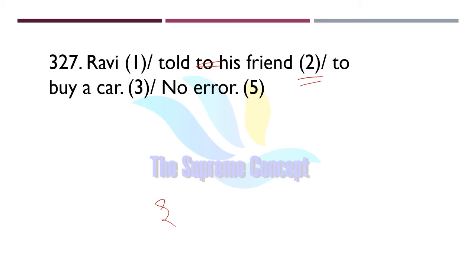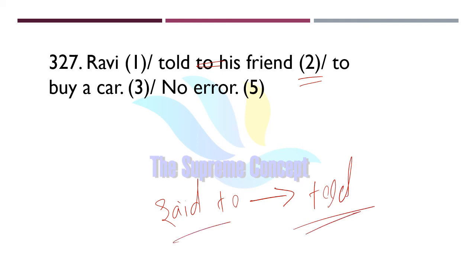Basically, whenever we say said to, it will mean that it is told. So said to is told. If we consider this as a mathematical term, you can say told also contains to, so there is no use of to again. It will be superfluous or grammatically wrong. So we can simply use: Rabi told his friend to buy a car.